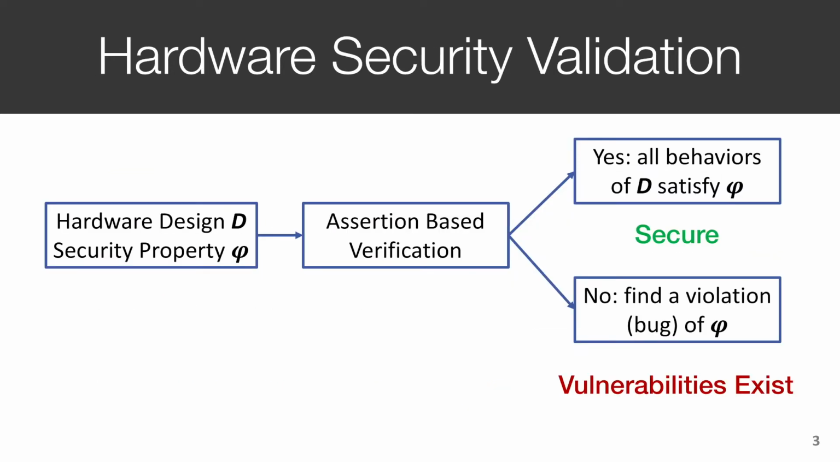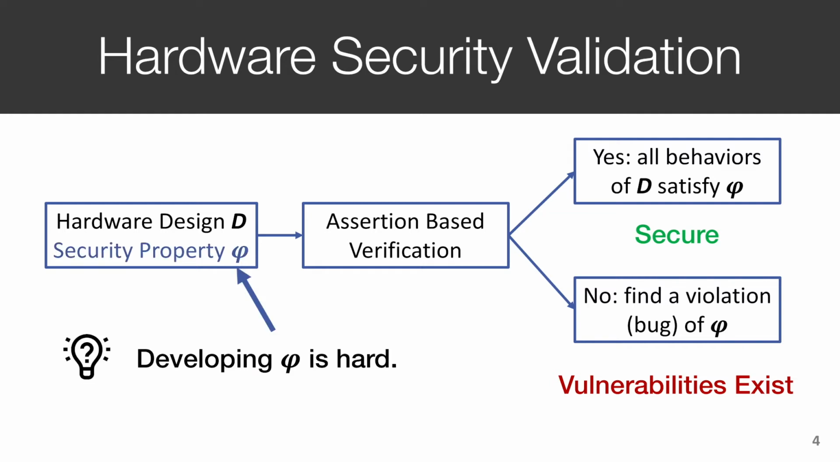Assertion-based verification is often used in hardware security validation. The assertion-based verification takes in the hardware design and a set of security properties, and if it returns yes, that means all behavior of design D satisfy the property phi. Otherwise, there is a violation of property phi.